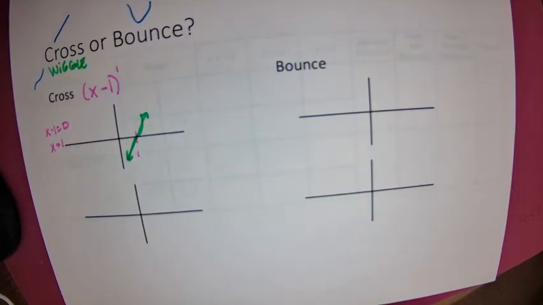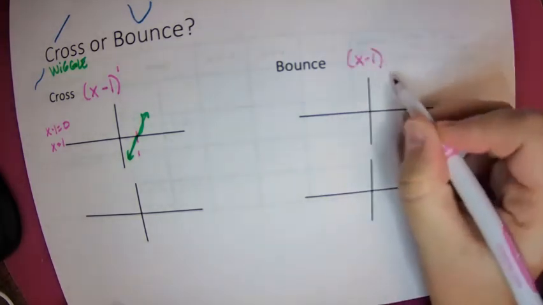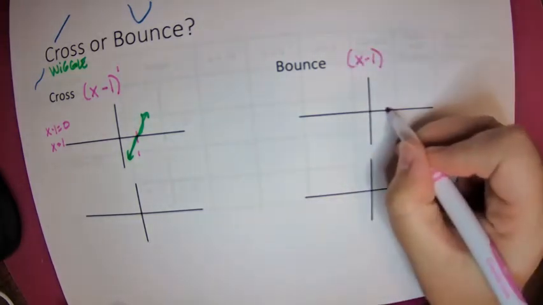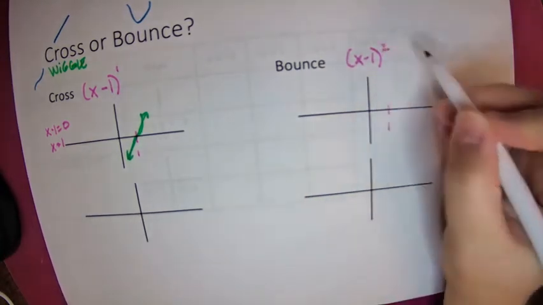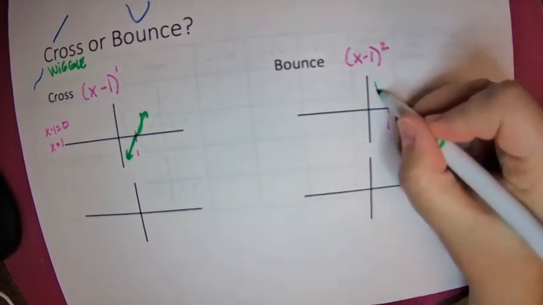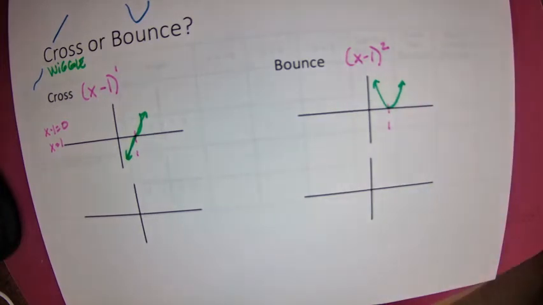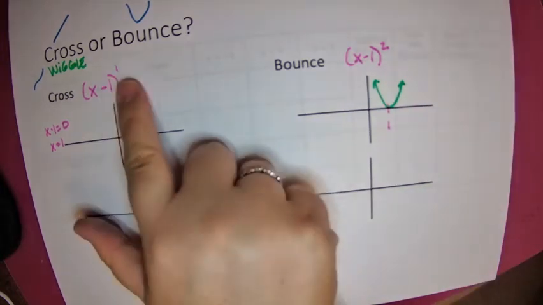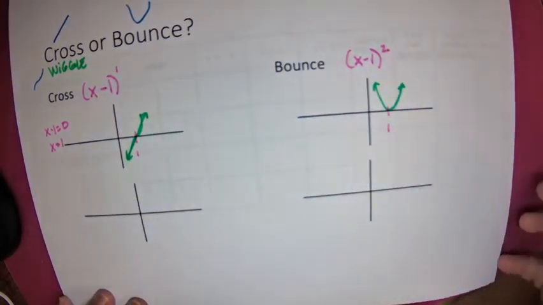A bounce, let's use x minus 1 again. That means that we're going to cross the x-axis at 1, but a bounce happens if it's even. So we'll come, we're going to touch that space and we're going to bounce back off. Okay, so if the power we're talking about is odd, we'll cross through, and if it's even, we'll bounce.